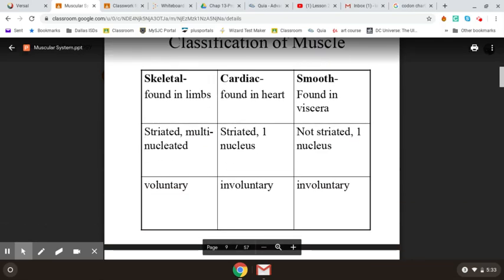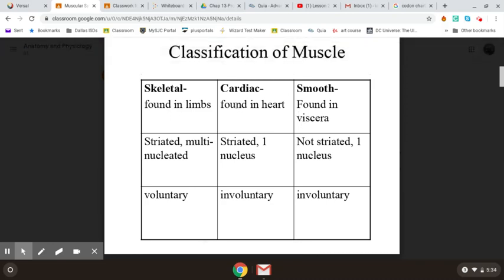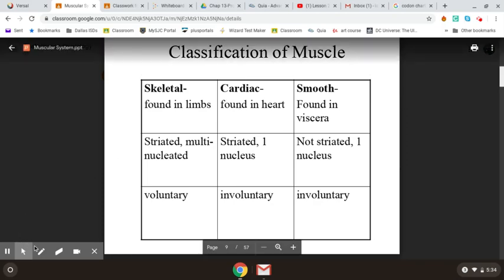Okay, so again, where do we find skeletal muscle? We find it in our limbs, in our muscles that are attached to our skeleton. They are striated. Like I said before, they are striated, which means that they have those lines on them, those striations. So if we have our cylinder here, which looks like our muscle, it had these lines, and those lines are the striations.